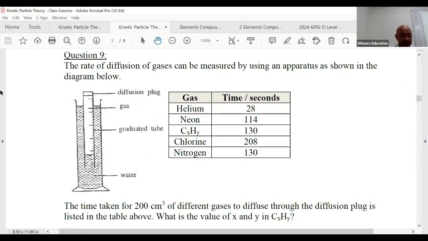Okay, the question is quite clear cut. They already tell you it is about how fast or how slow a gas diffuses, right? You use an apparatus like this. What is the apparatus? I haven't ever used it before.